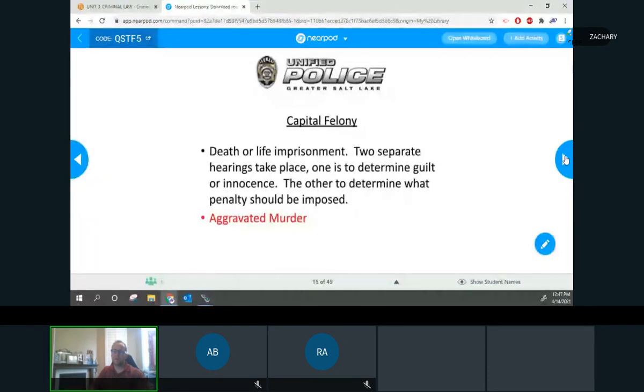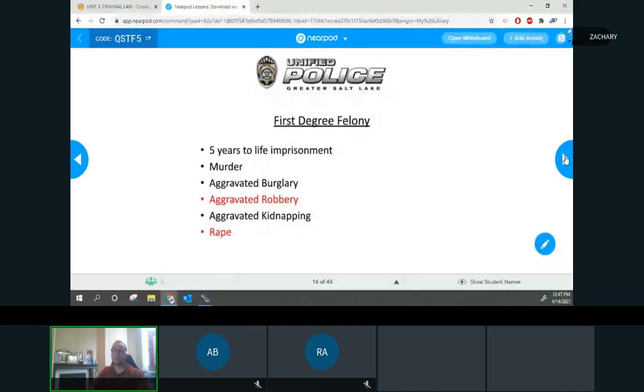Okay, a capital offense, we kind of talked about that. An example is like murder. So it could either lead to death or imprisonment. You have first-degree felony, which is up to five years to life. This would be murder, aggravated burglary, aggravated robbery, aggravated kidnapping, or rape.